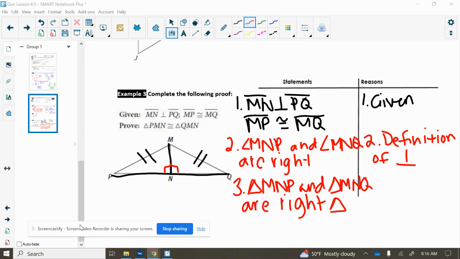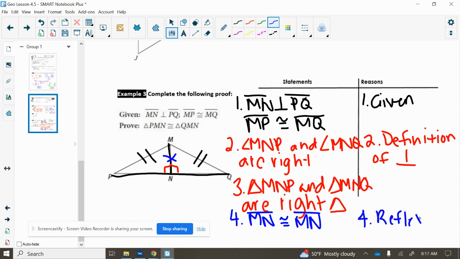Now, the other bit of information we are allowed to then assume from this picture is that side MN is congruent to itself by the reflexive property. Oops, forgot step 3. Which, if we end, this is again definition of right triangle. If you have a right angle, then you're a right triangle.